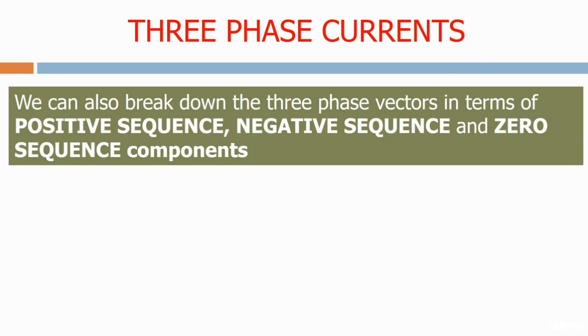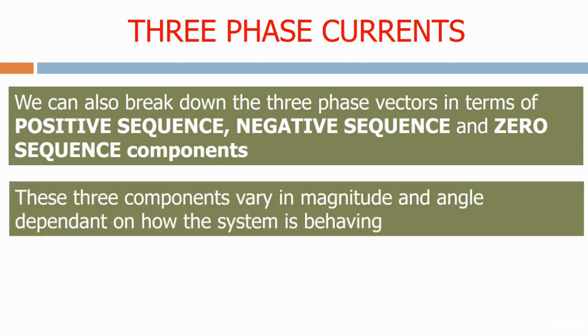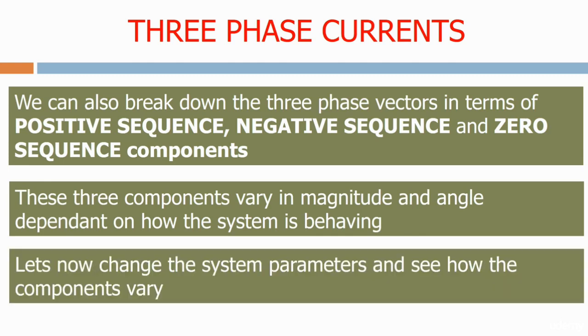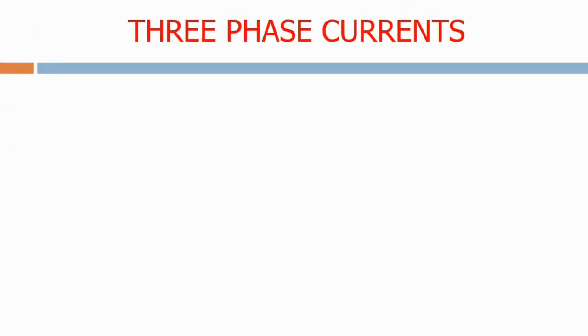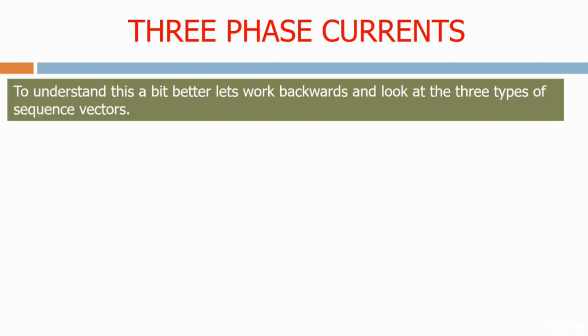We can also break down the three-phase vectors in terms of positive sequence, negative sequence, and zero sequence components. These three components vary in magnitude and angle depending on how the system is behaving. Let's now change the system parameters and see how the components vary. To understand this a bit better, let's work backwards and look at the three types of sequence vectors.